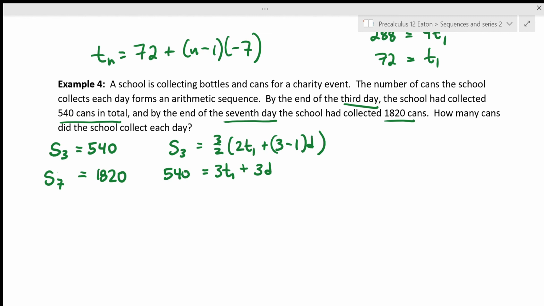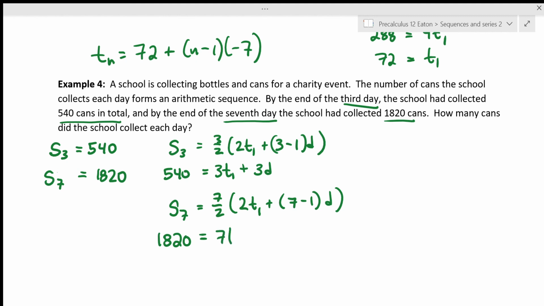And now I'm going to do the same for my S7. So S7 is 7 halves times 2t1 plus 7 minus 1 times d. I'm going to replace my S7 with what its value is, which is 1820, and then simplify all these lovely numbers in here. And I get 7t1 plus, that is 6d, so I get 6 times 7 halves, which is 21d. Okay. So now I have 2 equations and 2 variables.